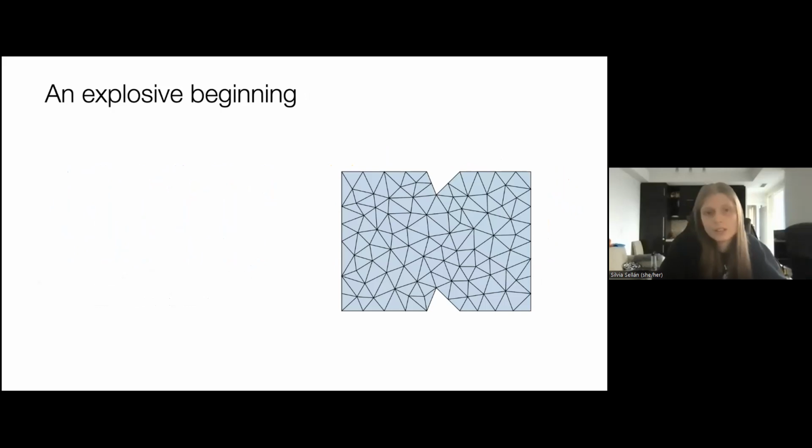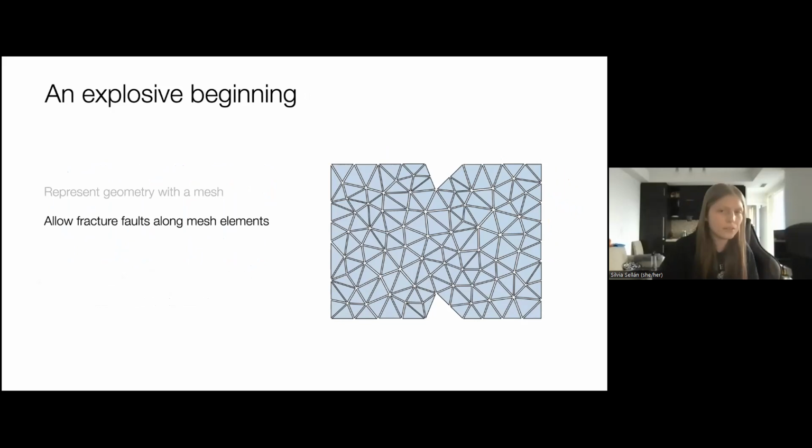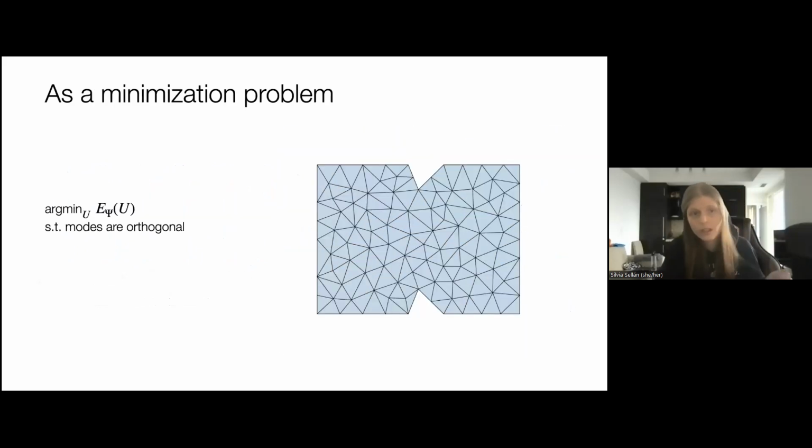The modes are dependent on the physical characteristics of the system, including the geometry. We represent the geometry of an object using a triangle mesh in 2D and a tetrahedral mesh in 3D. And importantly, we restrict the object to only fracture along the mesh elements. The eigenvalue problem can be seen as an energy minimization problem. And you can check out the details of all of this in the paper. But basically, we minimize some energy subject to orthogonality constraints.